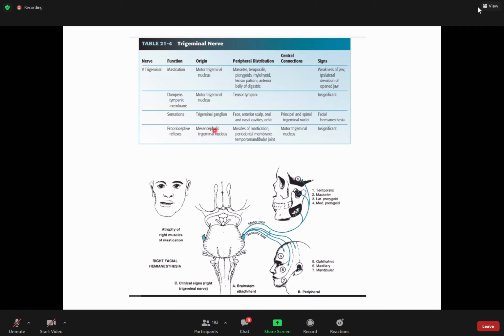Proprioceptive reflexes go to the mesencephalic nucleus, which are coming from the muscles of mastication, and damage to this part is insignificant. Clinically, you would not find anything happening because of that.